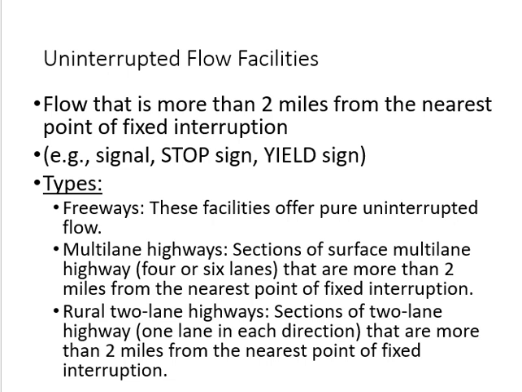Okay, freeways are pure uninterrupted flow facilities, meaning they don't have intersections. They only have ramps. Okay, so ramps are called interchanges, not intersections. Okay, so freeways are those highways which have interchanges in the form of ramps. There are no intersections. So there is no way a freeway can be interrupted. Okay, the other two, multi-lane highways and two-lane highways, they have intersections.